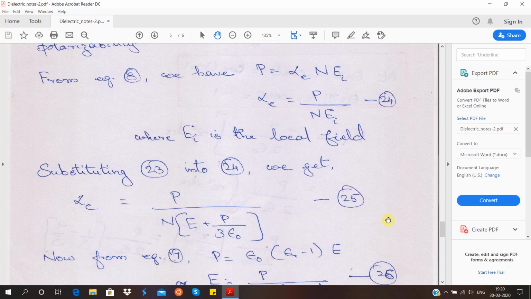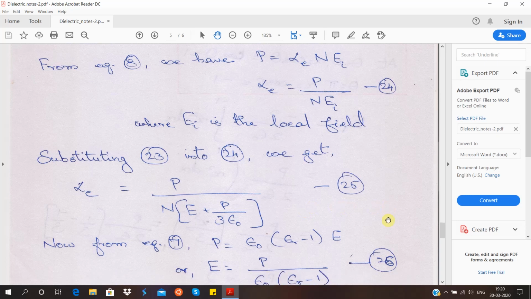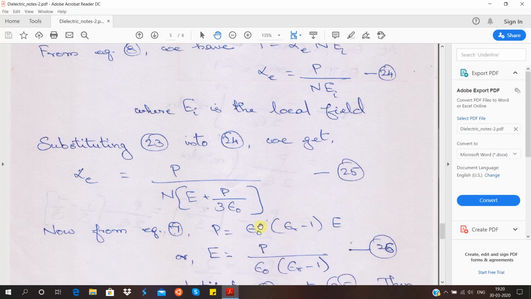Now, in order to simplify this further, we are going to consider this relation which we have learned in the first lecture, that is, polarization is directly proportional to electric field. We had got P is equal to chi epsilon naught E, or in another way, chi is epsilon r minus 1, so it becomes P is equal to epsilon naught into epsilon r minus 1 into E. So what is epsilon r? Epsilon r is the dielectric constant or the relative permittivity.